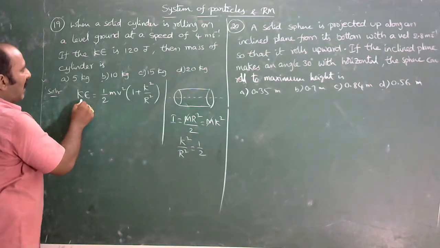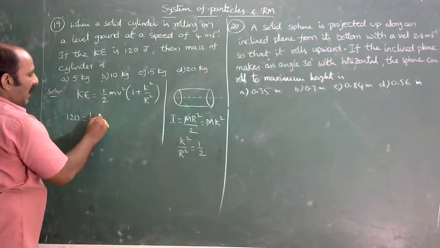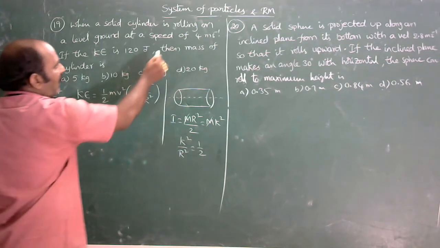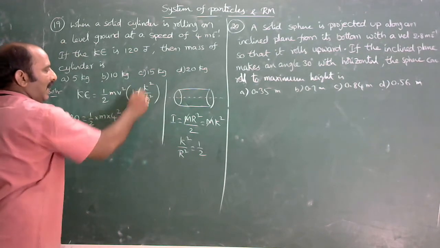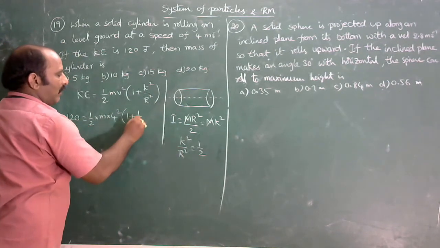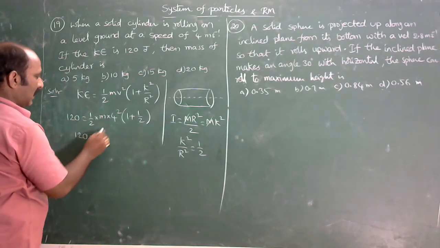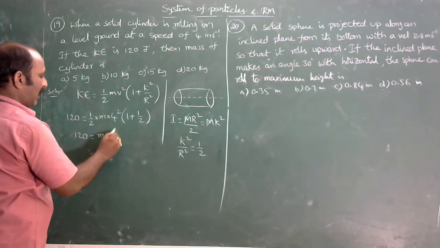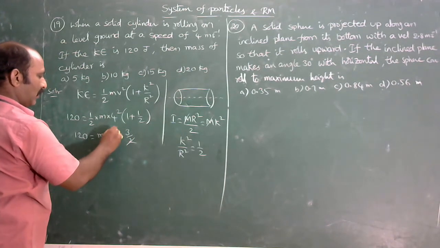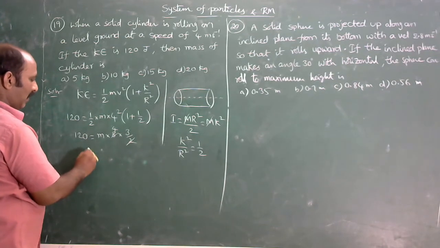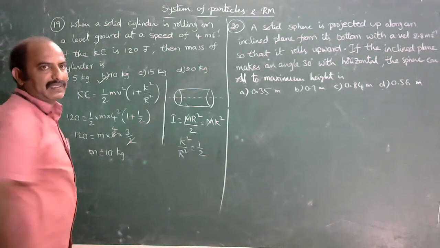Put k square by r square as 1 by 2 here. And also KE is 120, equal to half into mass m into v square. Velocity is given as 4. 4 square, into 1 plus k square by r square, which is 1 by 2. From this, 120 is equal to m into 16 by 2, 8, into 3 by 2. 4, 4 3s are 12. So m is finally 10 kg. Okay, option B is correct.